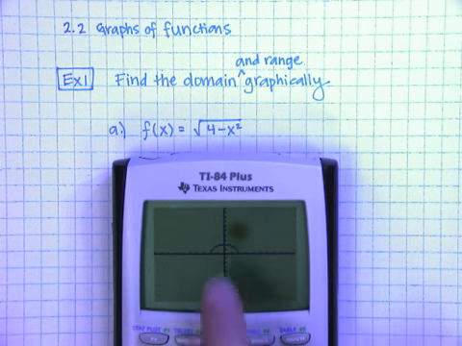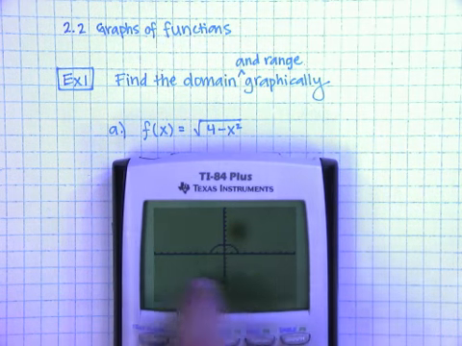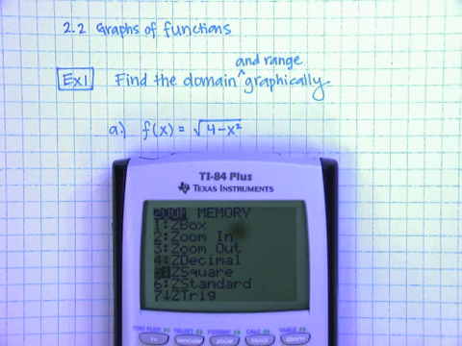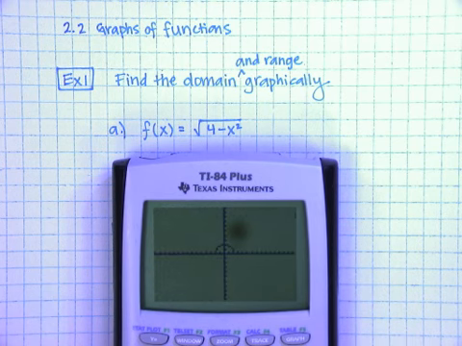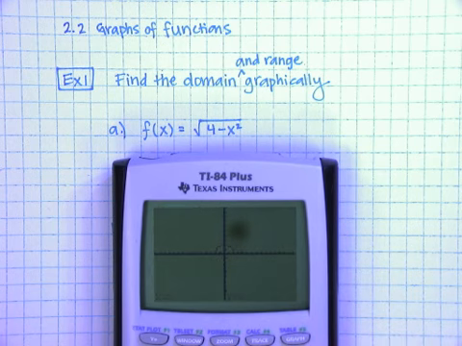So I get the little top half of a circle here. Now, because this is a rectangular window, but my pixels aren't necessarily rectangular, it's a little bit squished. If I want it to look more like half of a circle, I would hit zoom and then square. That will adjust my window to make it look a little more circular. And if I want a better picture, I can also zoom in. That'll give me a little bit better picture.